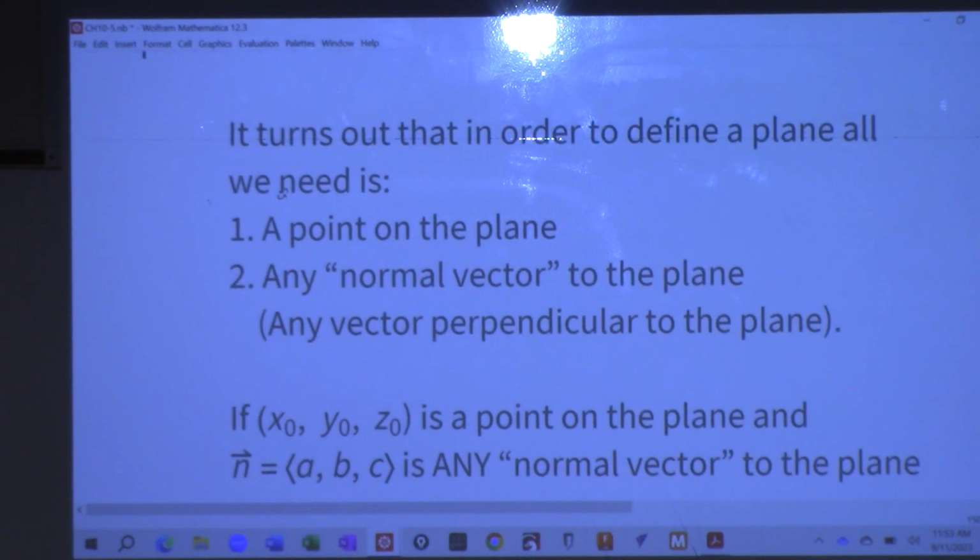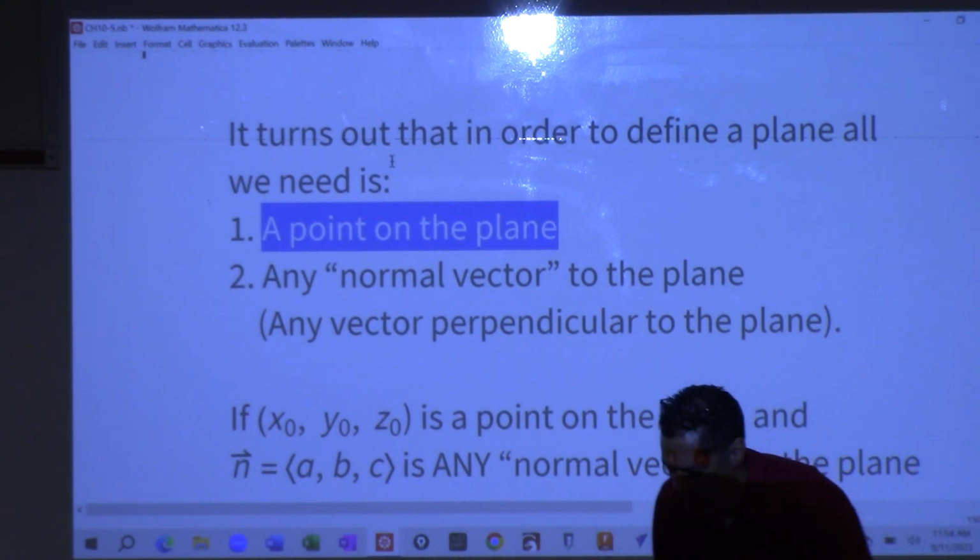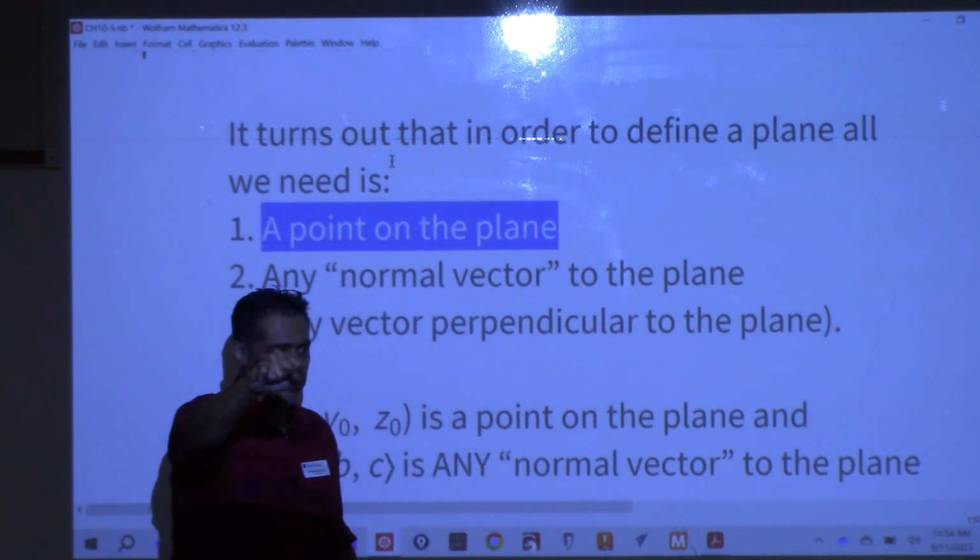Well, it turns out that in order to define a plane, yes, 3 points will work. They will work, 3 points, but sometimes we don't have all that information. Instead, all we do need are 2 things. First, we need a point on the plane. So I need a point. Just give me a point.